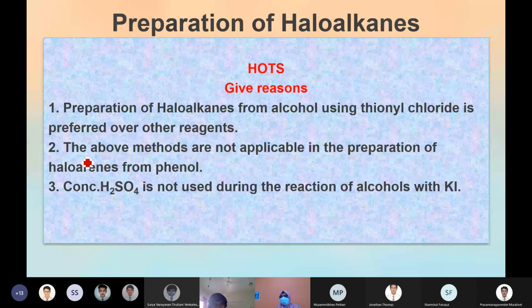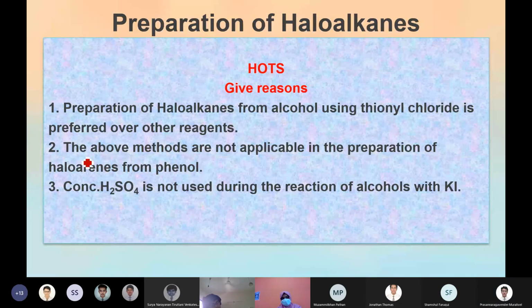The OH group is not free in phenol, as the lone pair of electrons on oxygen is in conjugation with the electrons in the benzene ring.